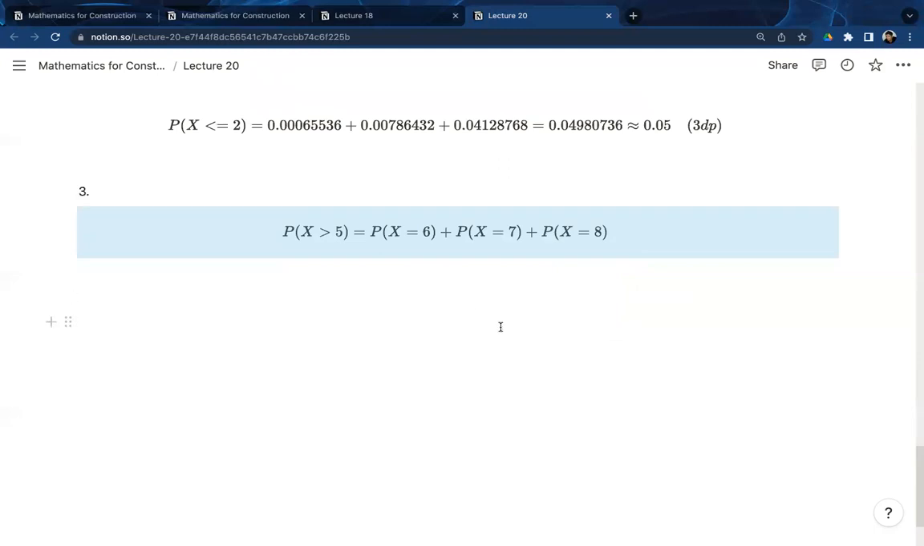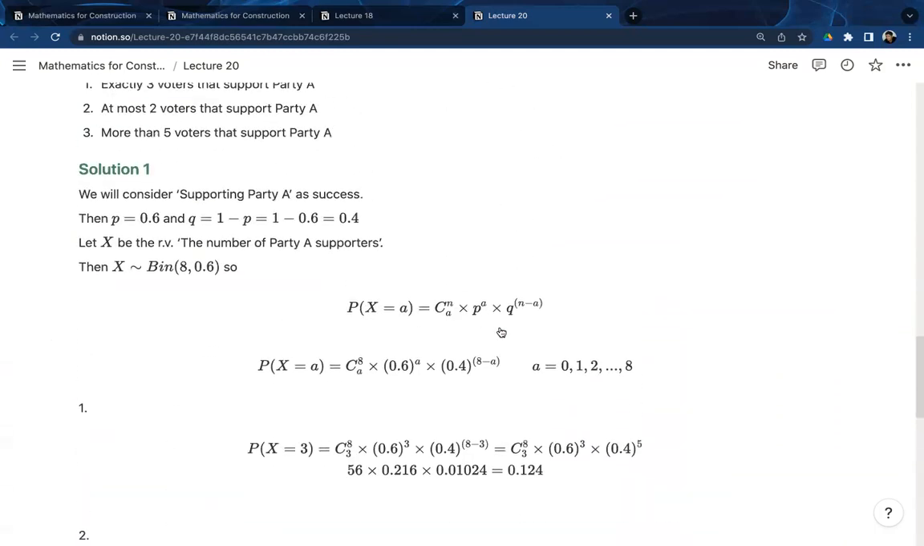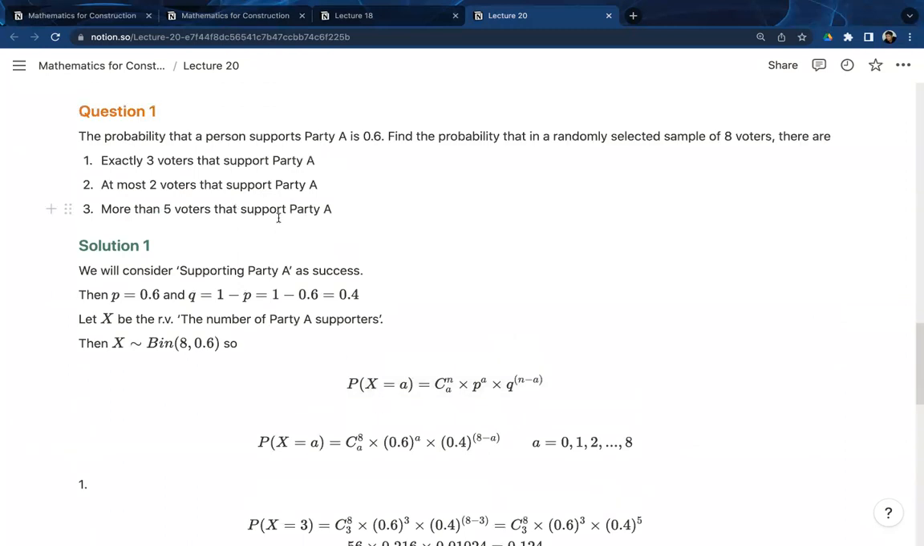X is a discrete variable. X is the number of people that support the party in a group of 8. You can't have more than 8 people supporting a party in a group of 8. You know what I mean? X could have discrete values 0, 1, 2, 3, 4, 5, 6, 7, 8. What's the chance that more than 5 people support the party? That doesn't include 5. So that's 6, 7, 8.